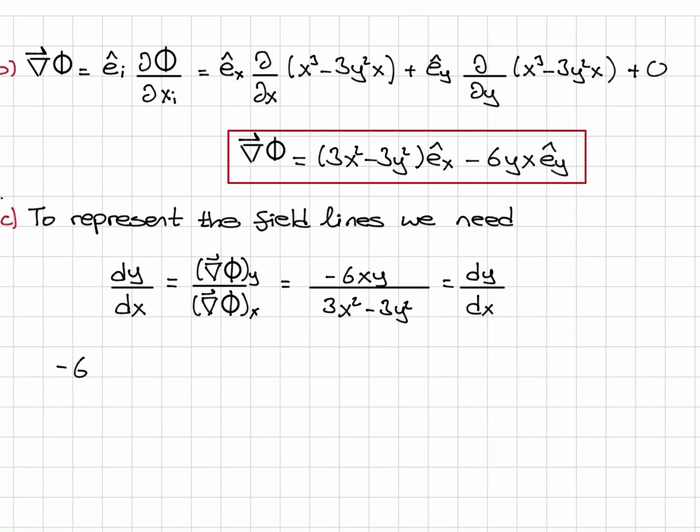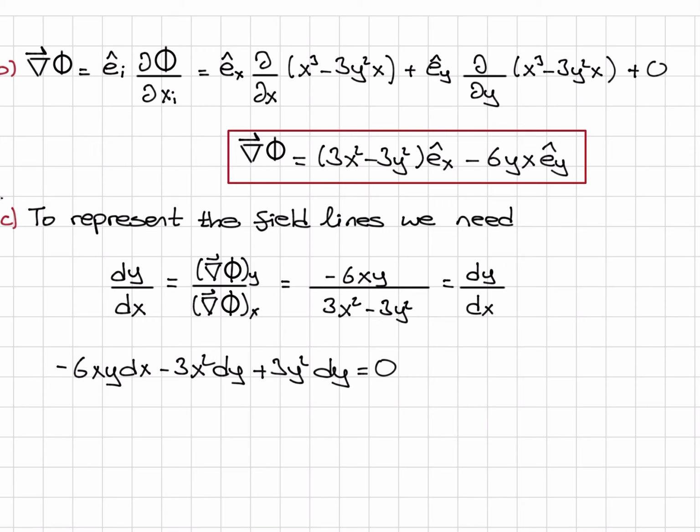Minus 6xy dx minus 3x squared dy, and then I will have plus 3y squared dy is equal to 0. So this is minus 6xy dx is equal to 3x squared dy minus 3y squared dy, but then taking them to the left hand side, minus 3x squared dy plus 3y squared dy.